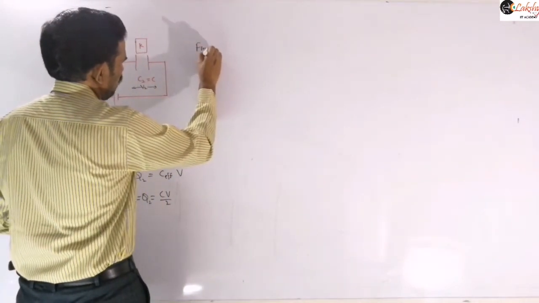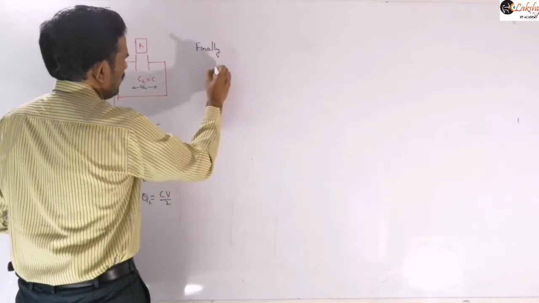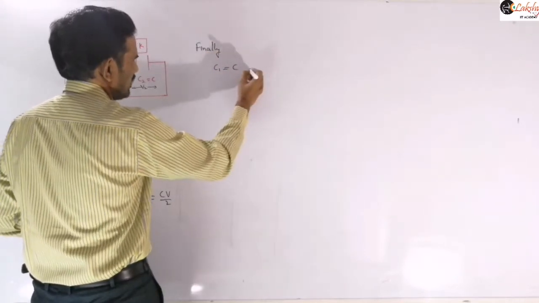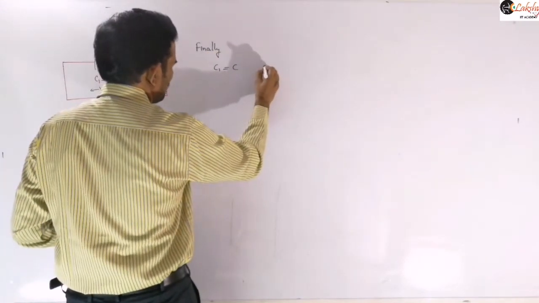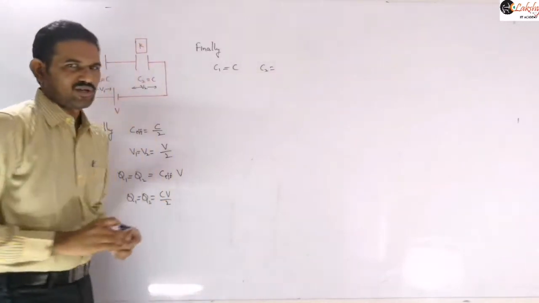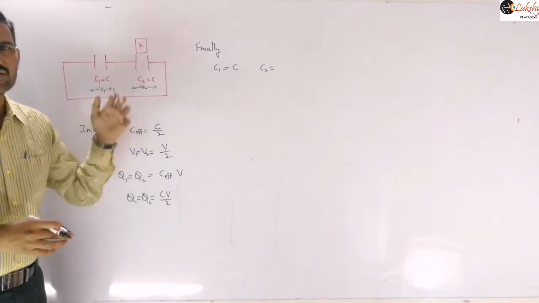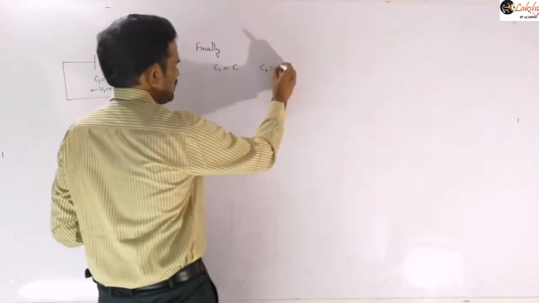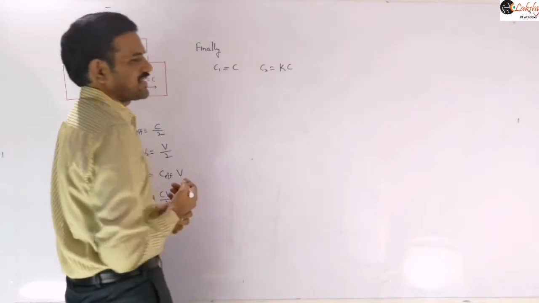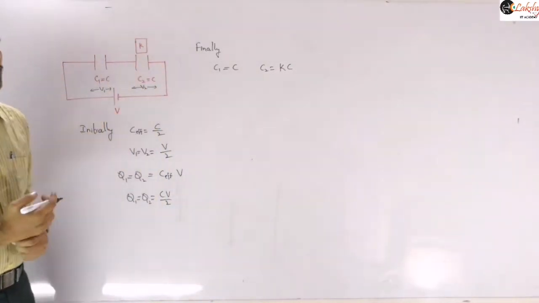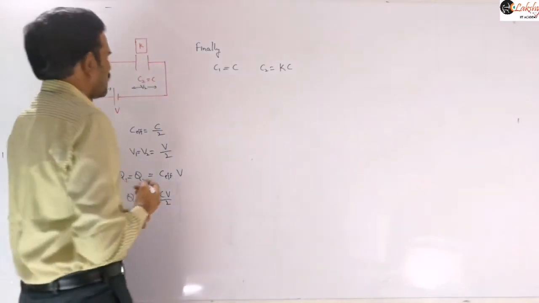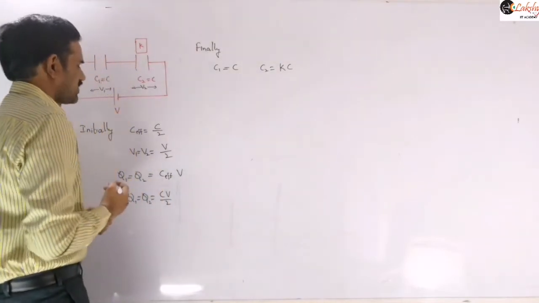So finally the capacitance, I am writing here, C1 is equal to C and the C2 value. The capacitance of this capacitor is not C now, because we are introducing the dielectric, so the capacitance also changes. So it becomes K times C, because we are completely filling the space between them, right? So that is K into C.